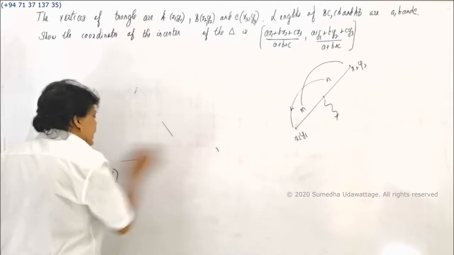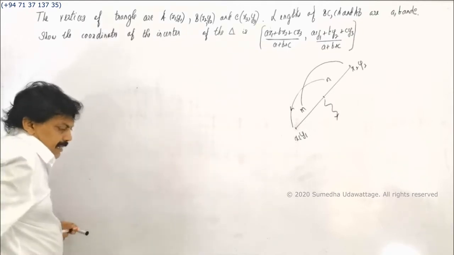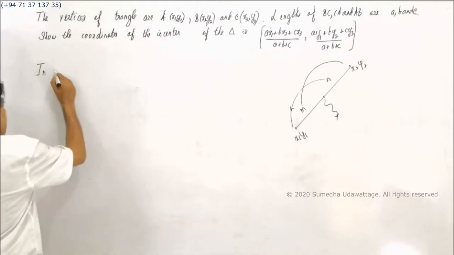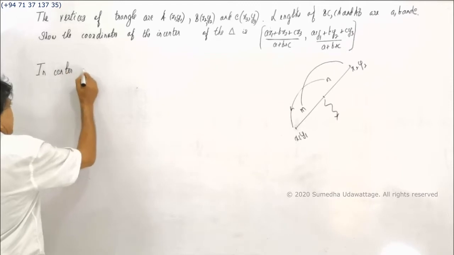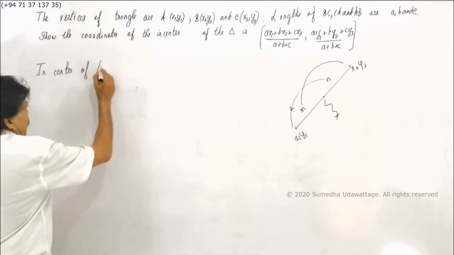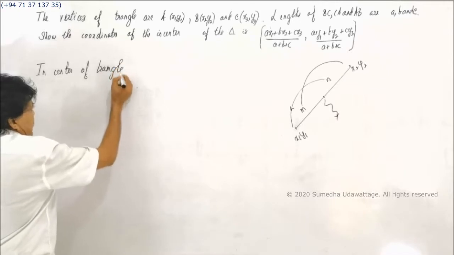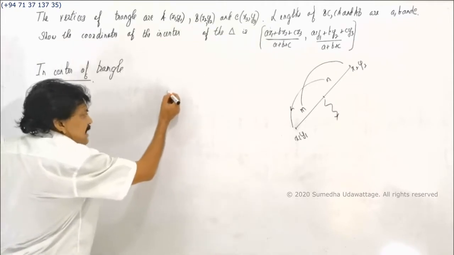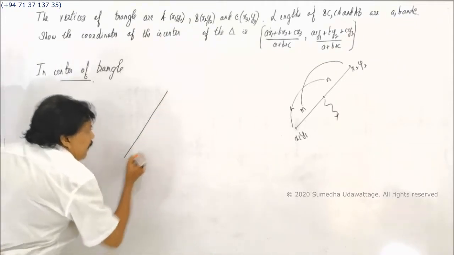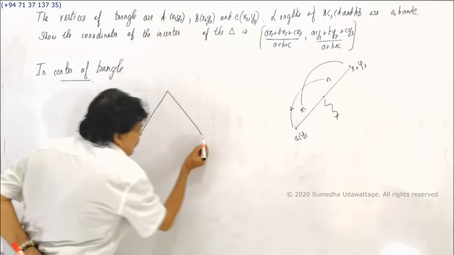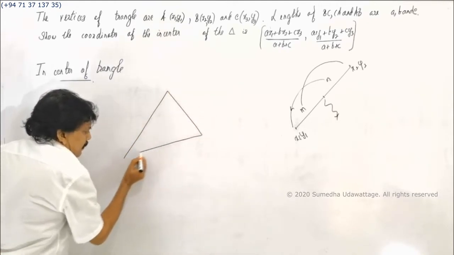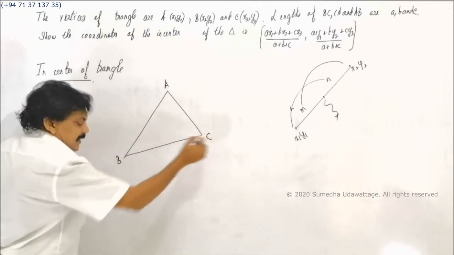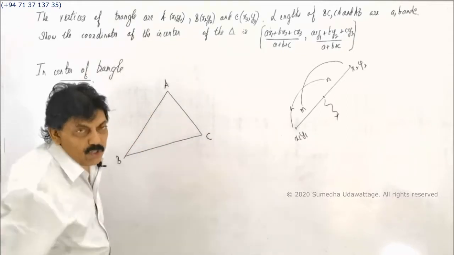What is the incenter of a triangle? Get a small note of it. Incenter of a triangle. Now look here. When we take a triangle, let it be ABC. This is O-level theory. Unless you know this, you can't do this question.